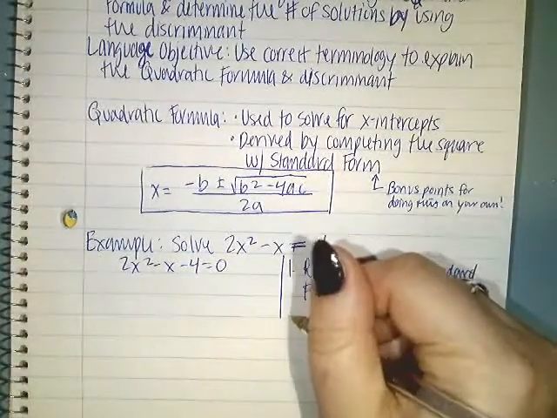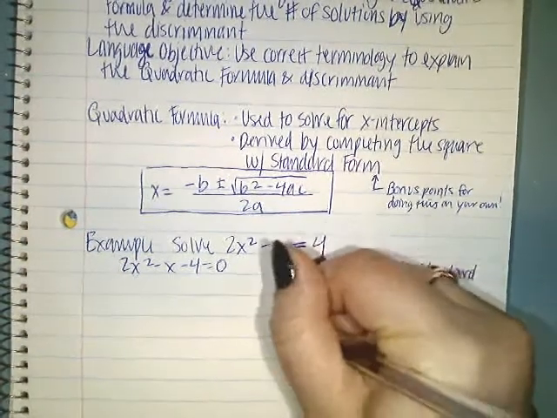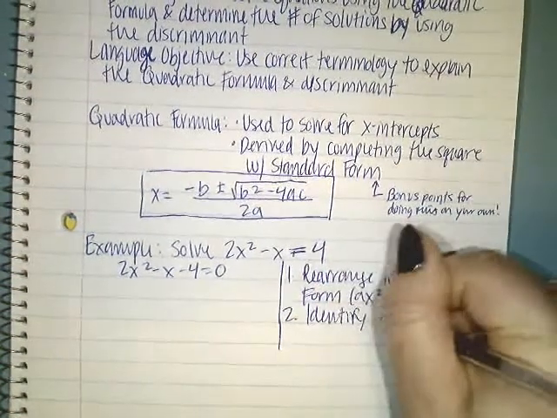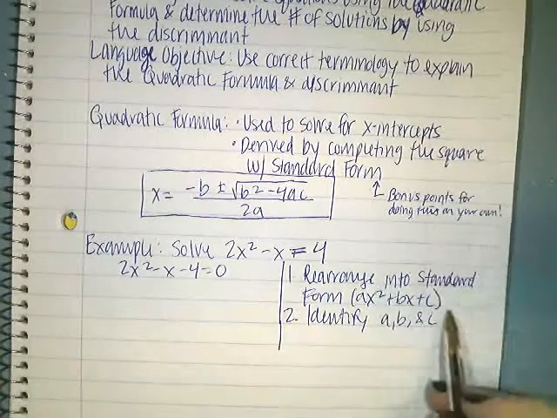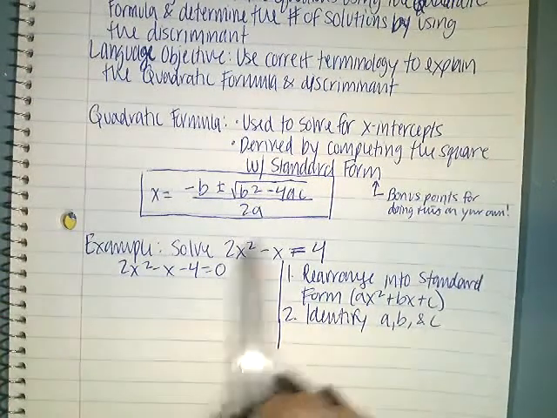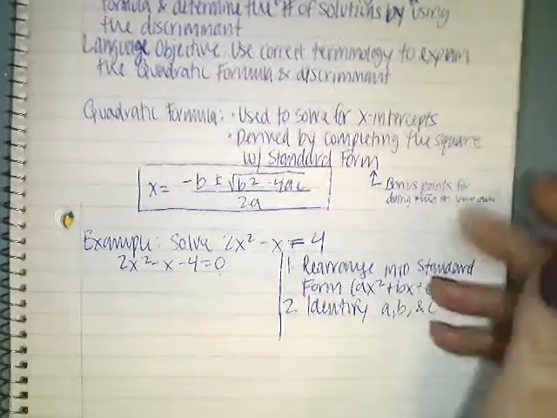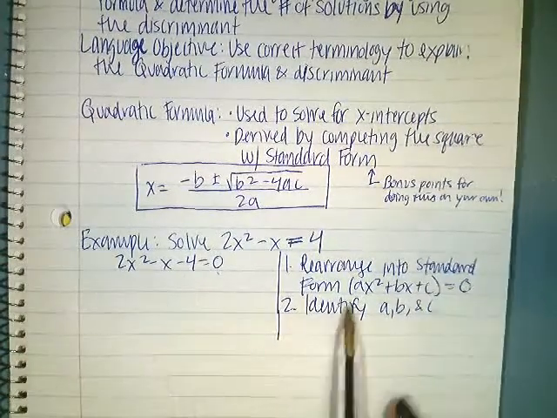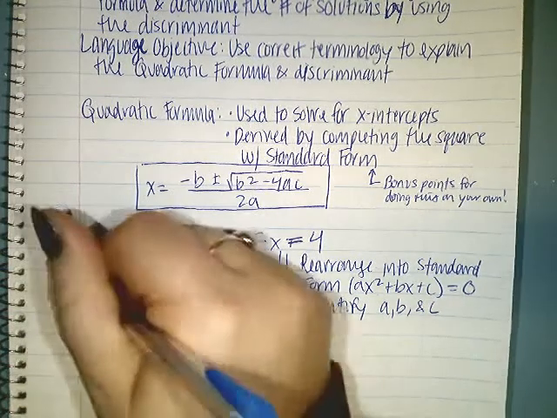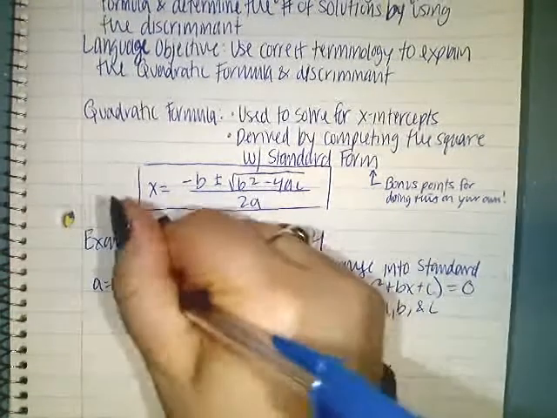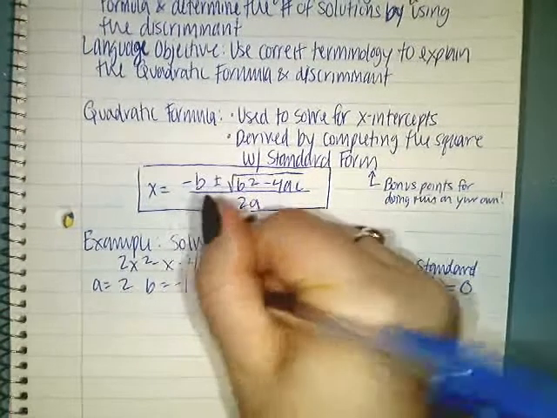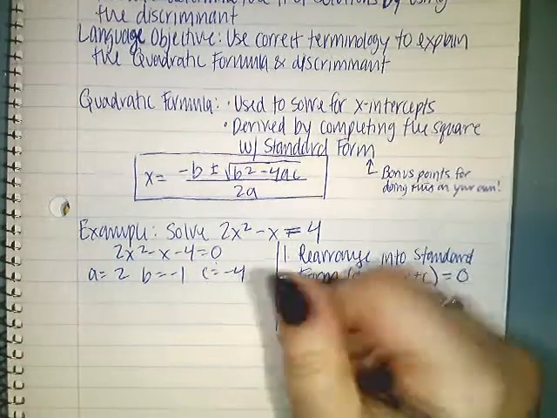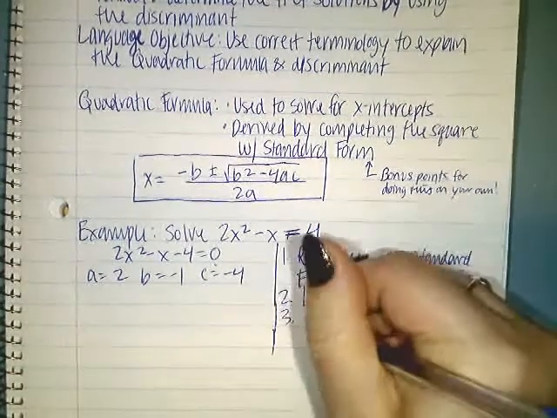And then step 2, we're going to identify a, b, and c. Also, it needs to be set equal to 0. I don't know that I made that clear initially. When I say standard form, I mean also equals 0. So it needs to be set equal to 0. Identify a, b, and c. So we know a is 2, b is -1, and c is -4. So we have a, b, and c values. Now all we're going to do is substitute and simplify.